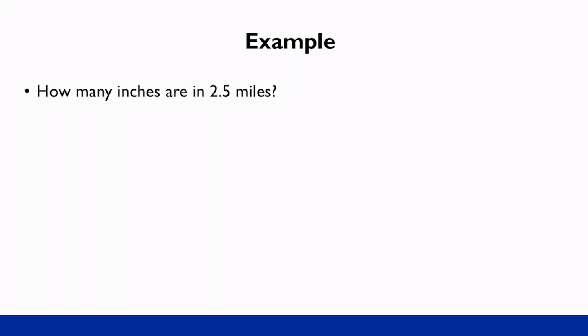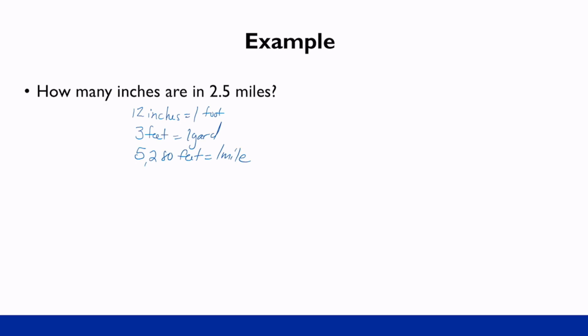Let's look at an example. How many inches are in 2.5 miles? When I'm faced with a problem that looks like it's going to be involving unit conversions, I start by writing down all the different conversion factors I know involving the units given. So in this case, I've got inches. I know that 12 inches equals 1 foot. I know that 3 feet equals 1 yard. And I know that 5,280 feet equals 1 mile.